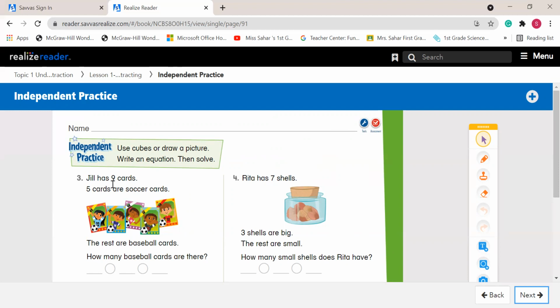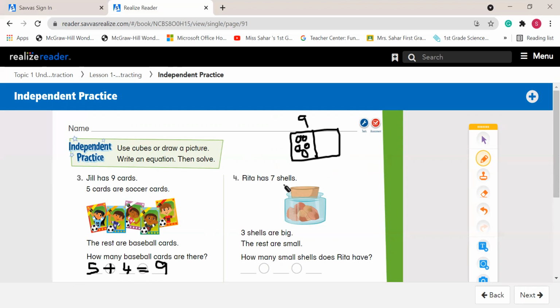Okay, Jill has 9, right? So total 9. That's my total. How many baseball cards? How many soccer cards? She knows 5. This is exactly like when we draw. Remember this part when we draw like that? And we have counters here. So you know one part's 5. And you have the total 9, remember? So we're looking for something plus 5 equals 9. So 5 plus, very good, 4 equals 9.